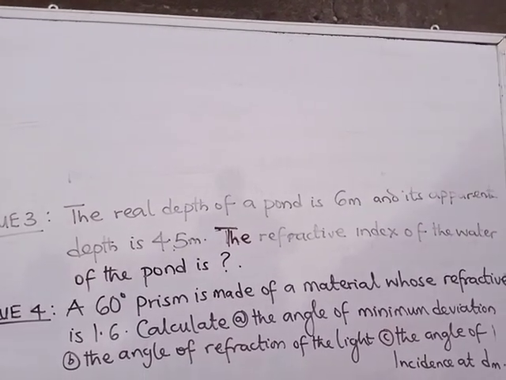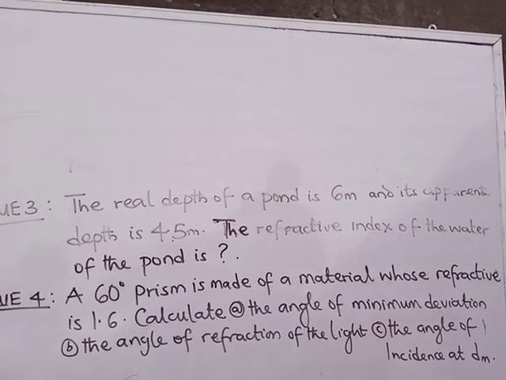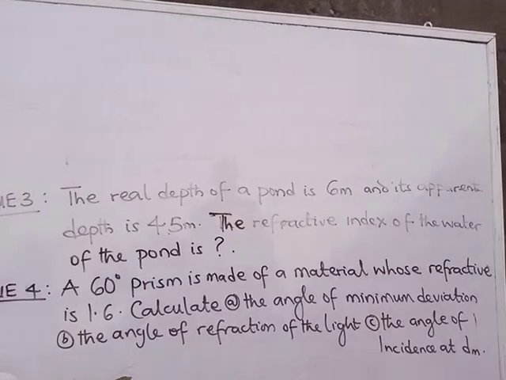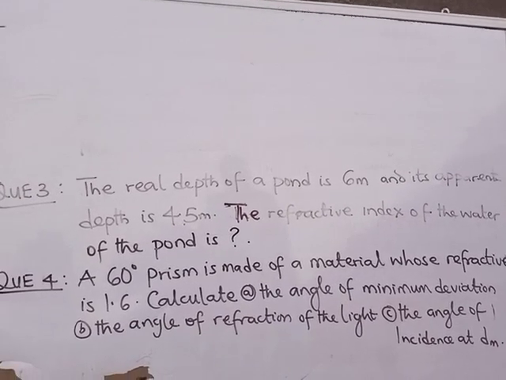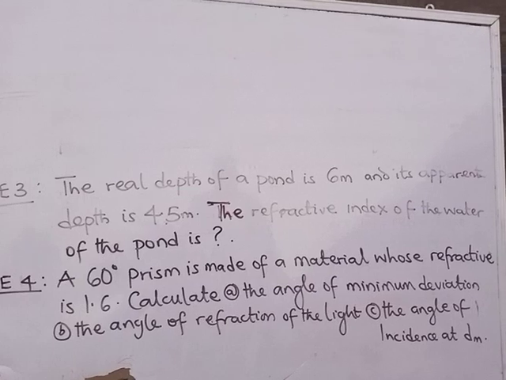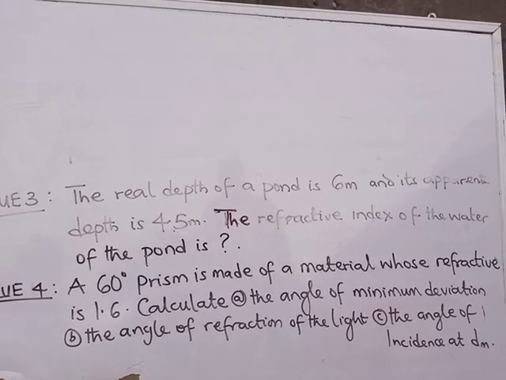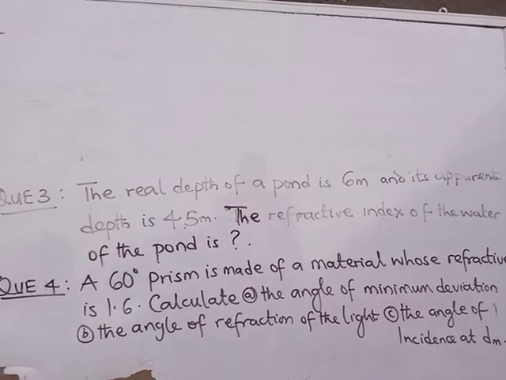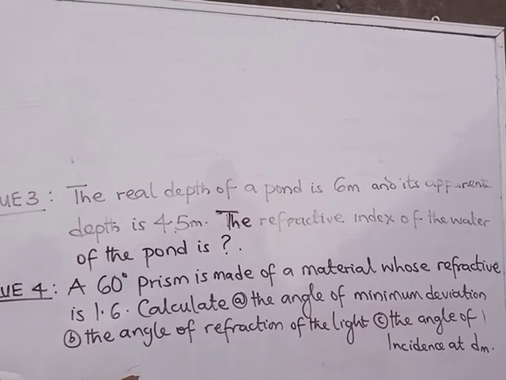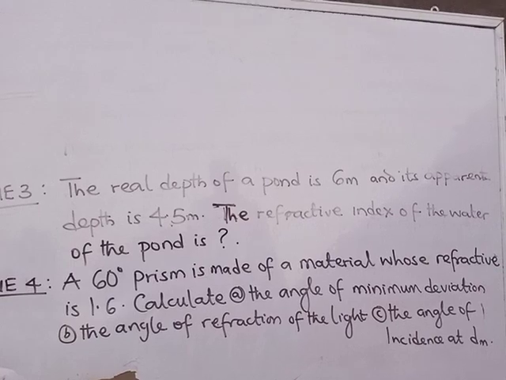And number 4 now. A 60 degrees prism is made of a material whose refractive index is 1.6. We have to calculate the angle of minimum deviation, then the angle of refraction of the light, and the angle of incidence at the minimum deviation, at DM. So can we do that together now?